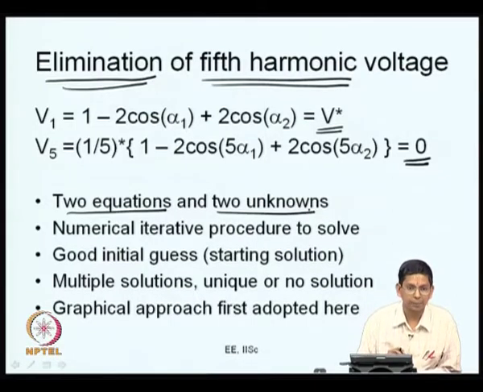So, I can solve for them. I have two equations and two unknowns and I can solve for them. But how do I solve them? These are not linear equations. These are non-linear equations. These are trigonometric equations. These are transcendental equations. So, you can't solve them straight away.